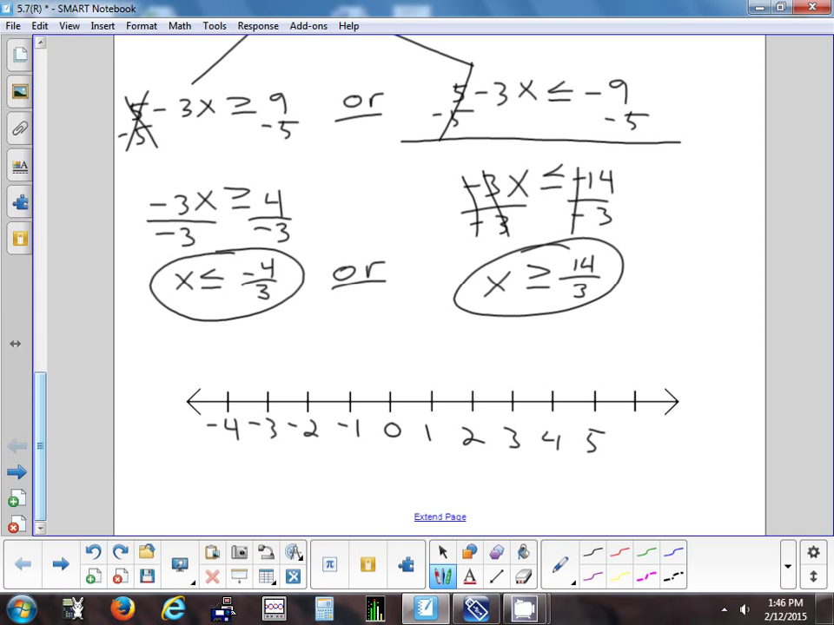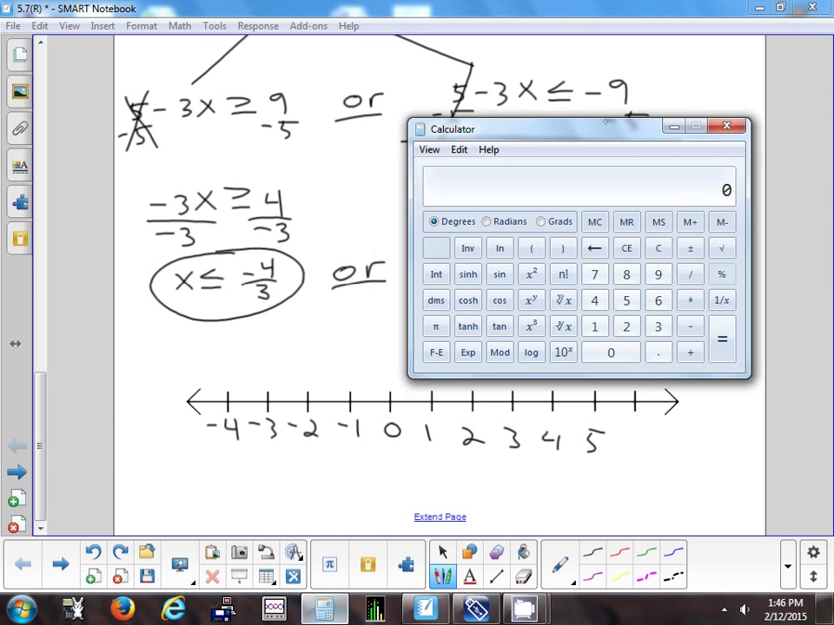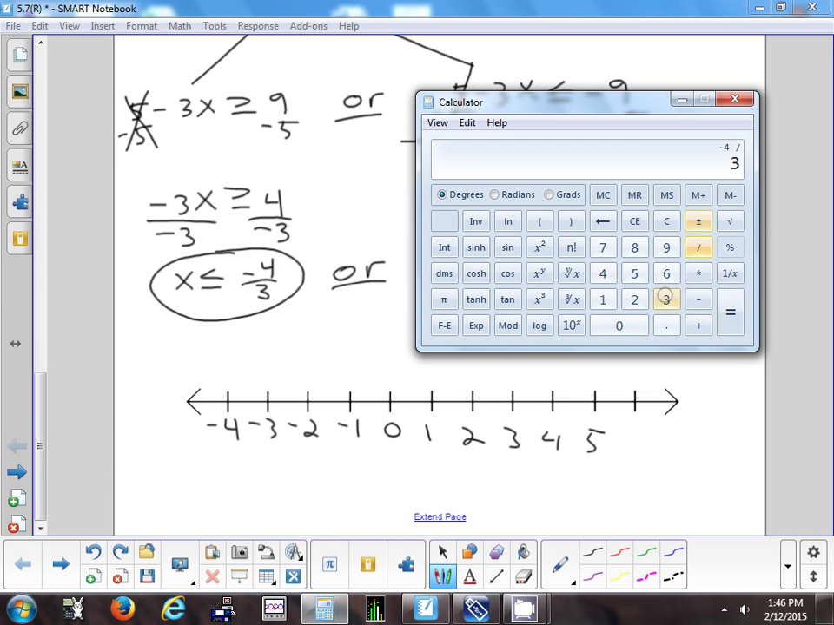Okay, let's figure out what negative 4 over 3 is. So we figure out where we put our circle. There's negative 4 divided by 3, negative 1.3. I have two choices for the circle. What are the two types? Filled in or closed, well, filled in and closed is the same thing. Open. Yeah, not filled in, good.